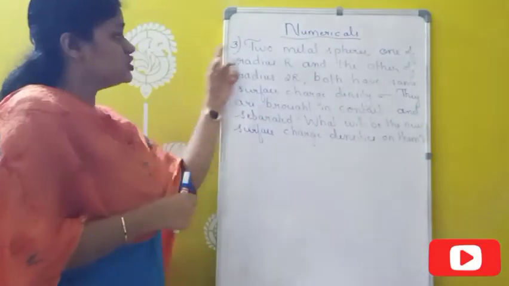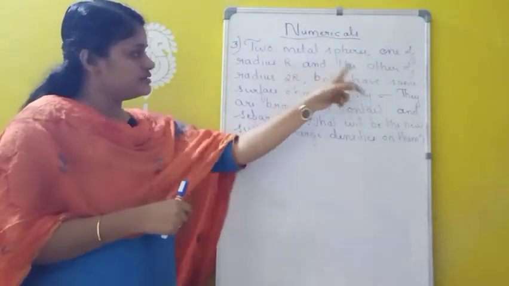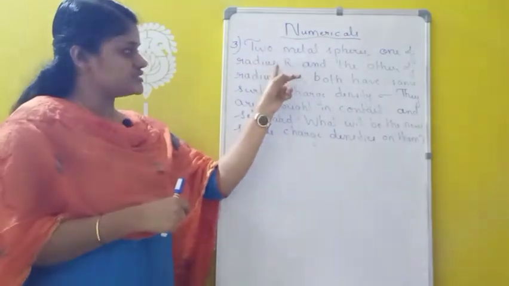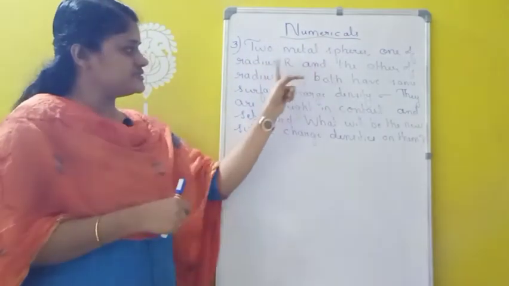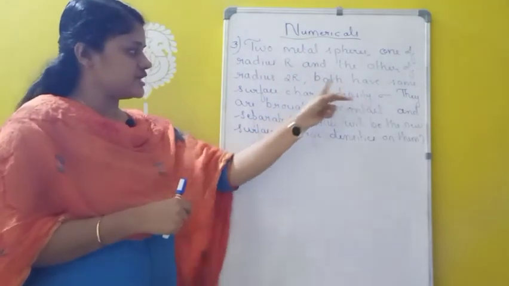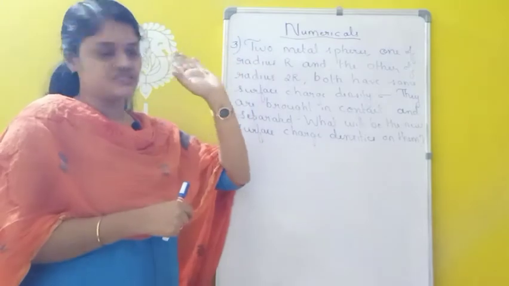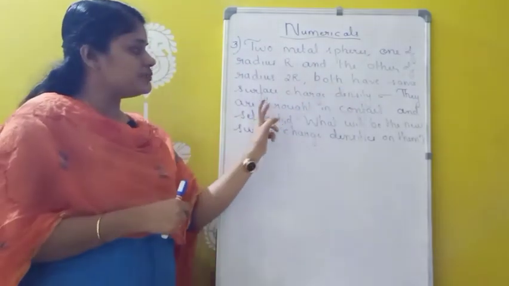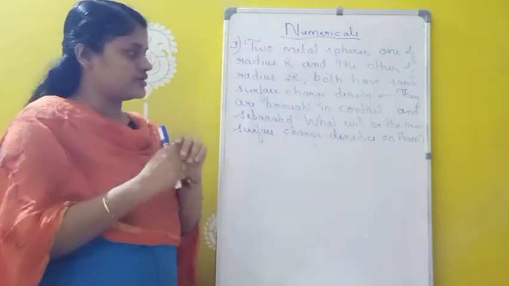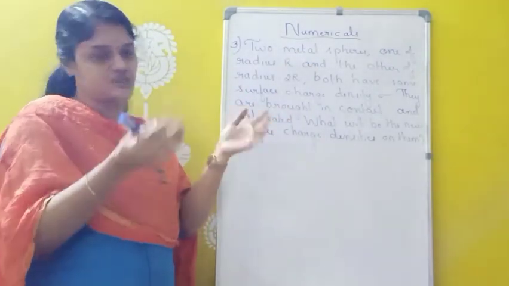Third problem: two metal spheres, one of radius R and the other of radius 2R. So the first one has a radius capital R and the second one has a radius 2R, and both these metal spheres have the same surface charge density sigma. They are brought in contact and then separated.